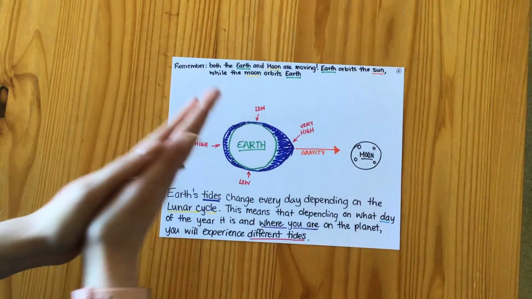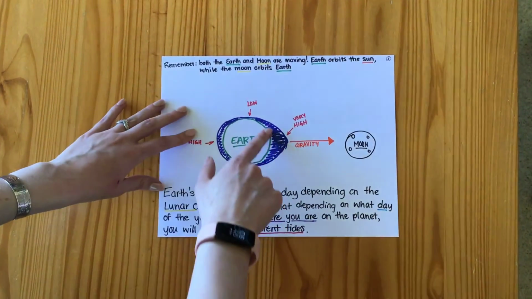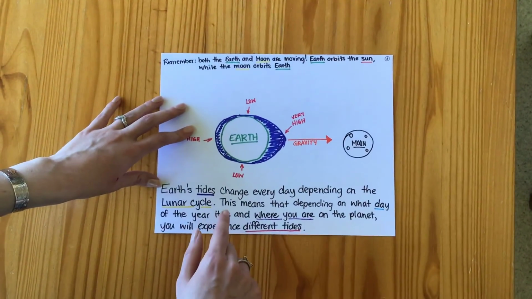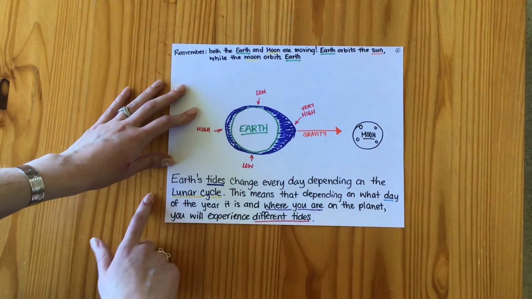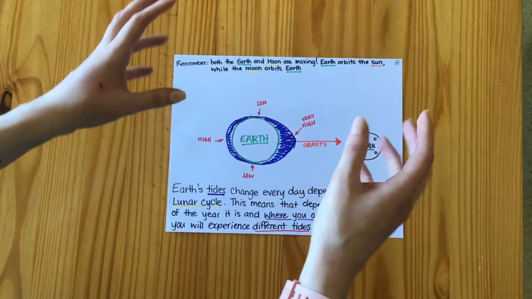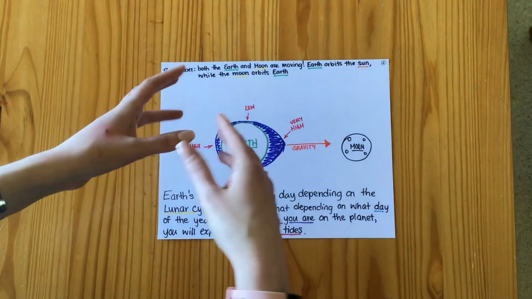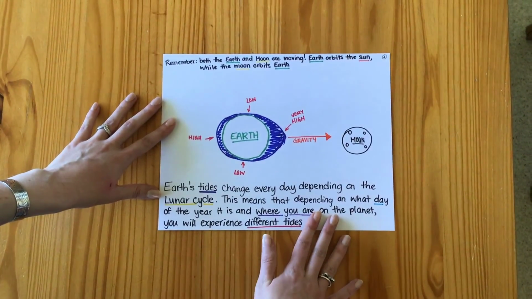What makes this complicated is, as you can see here, that depending where you are in the world, you get different tides. If you're near the equator, you're going to get less tidal action, and if you're near the poles, you're going to get more. It also changes throughout the months because the moon is also moving and the Earth is moving in relation to the sun and the moon. So there's a lot of moving parts here, and that's what makes tides complicated to understand.